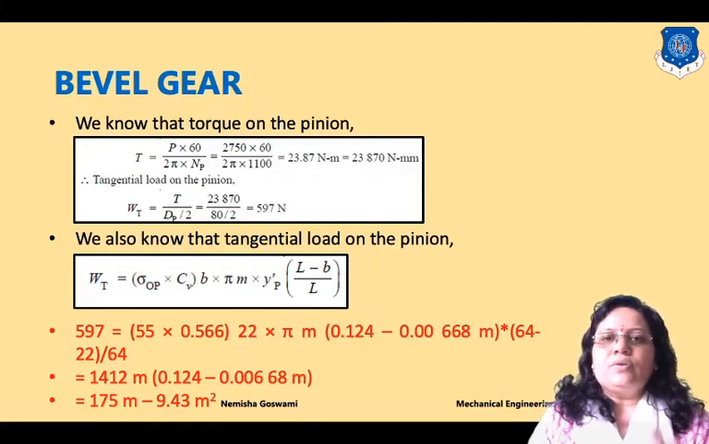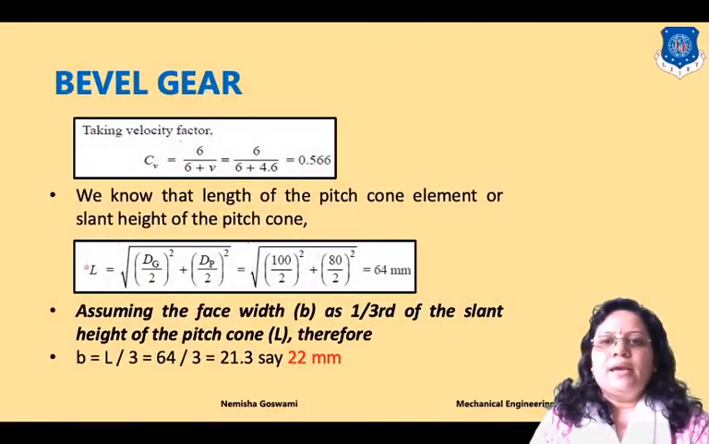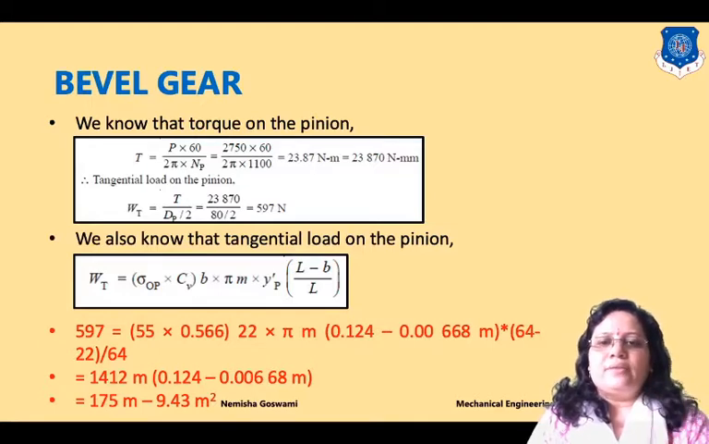So Wt is equal to sigma OP, OP for pinion, multiplied by Cv, which we have already found, multiplied by B, multiplied by pi m, multiplied by y dash p, multiplied by the Wavell factor. So when you put this in, what was the Wt? Here you can see that Wt is equal to 597 Newton. So 597 is equal to 55 multiplied by Cv. Cv we have already calculated here, 0.566. So you can put this value in this equation.